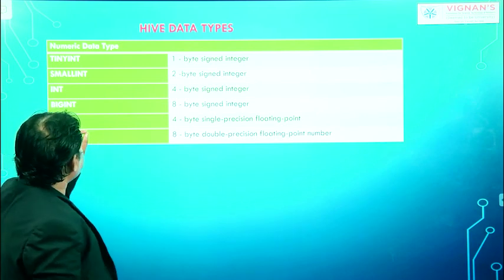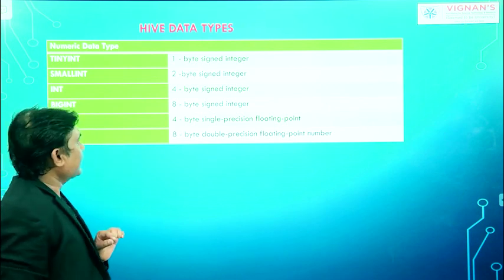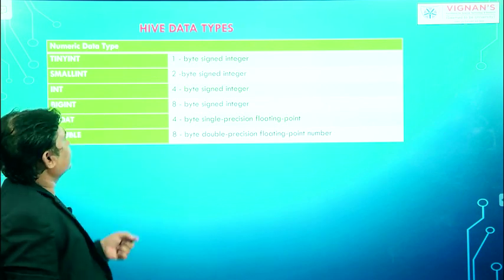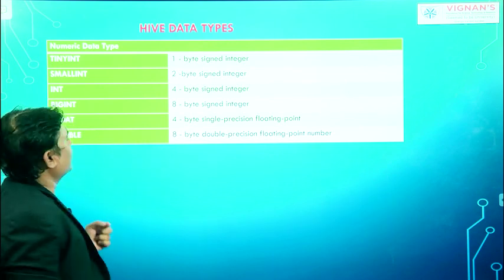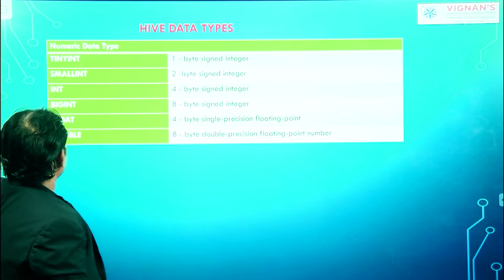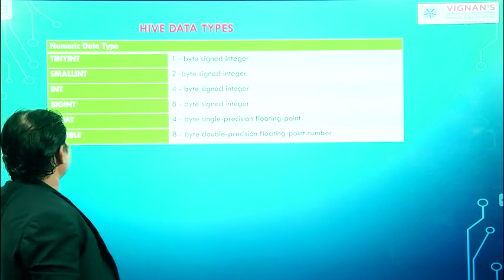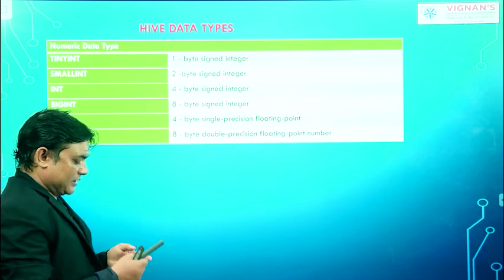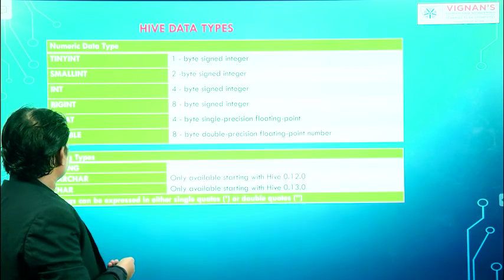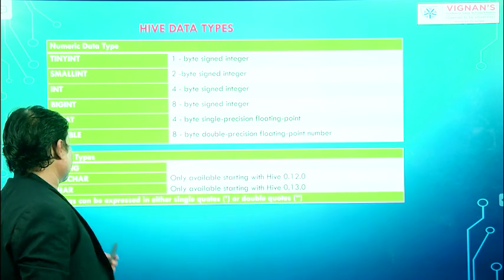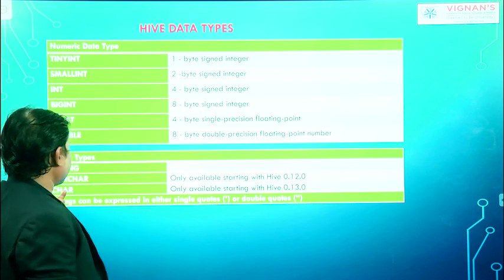These types are called numeric data types. Based on the bytes: for 1 byte we have tinyint, for 2 bytes smallint, for 4 bytes integer, for 8 bytes bigint, for 4 bytes float, and for double we have 8. So this is one category, numeric data types. Then we have the string data types. For strings you can have varchar and char.